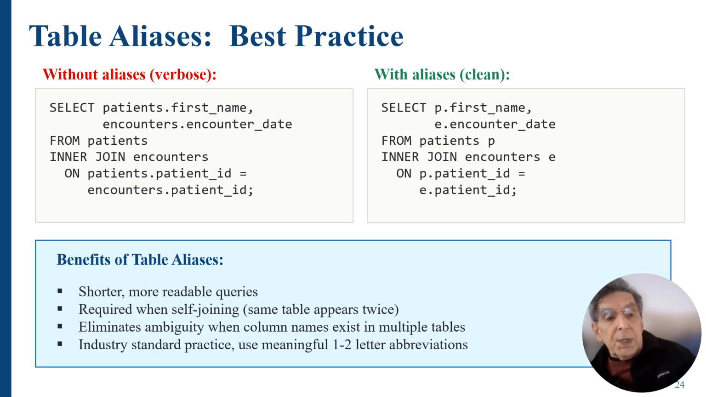You always want to employ meaningful and useful abbreviations. It's very common to just use the first letter or the first couple of letters if you have some redundancy. Like P for patients is commonly used, or E for encounters, PR for providers, D for diagnoses, L for lab. Whatever convention you choose, be consistent about it and use it across all of your queries.